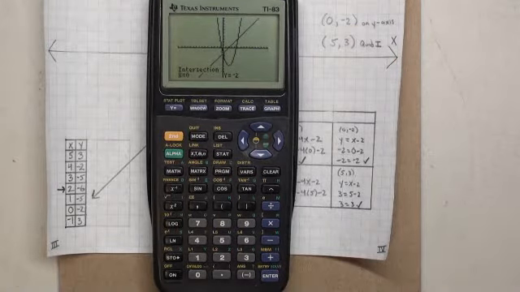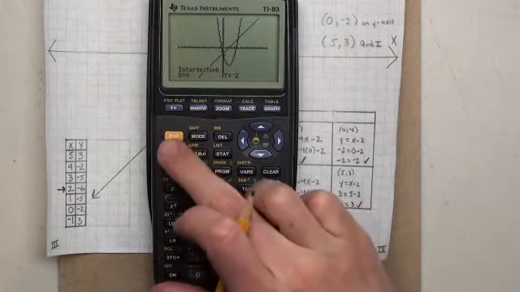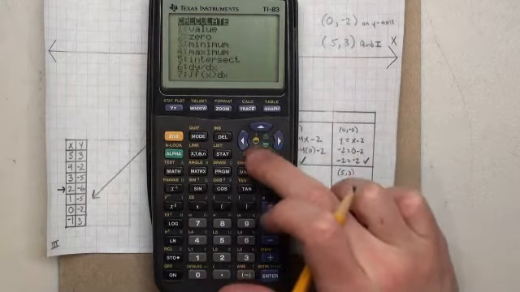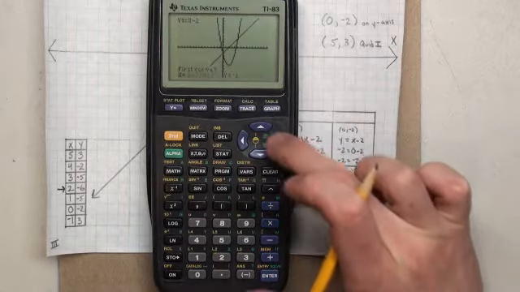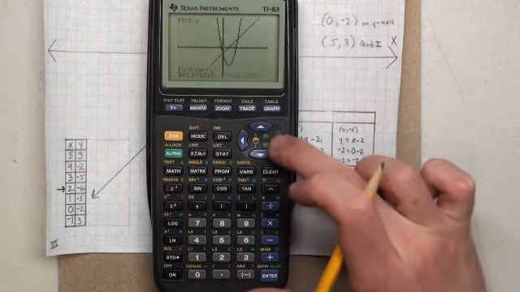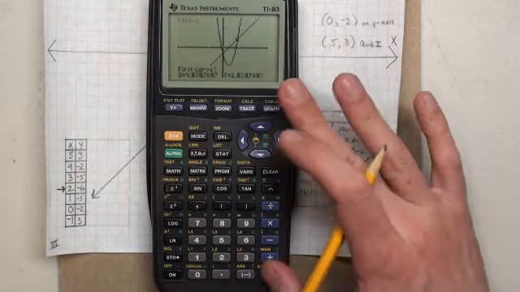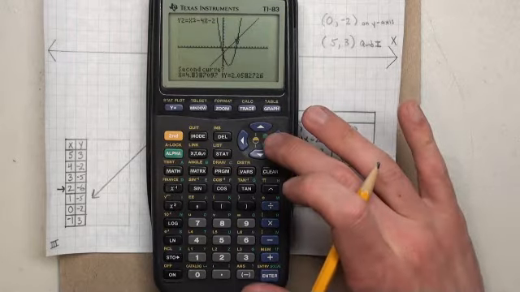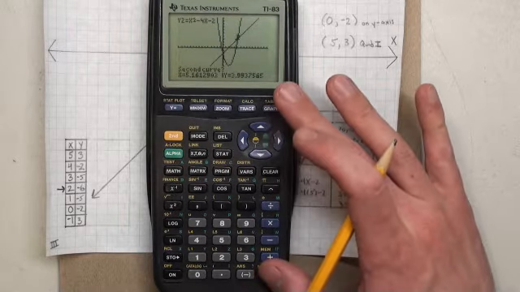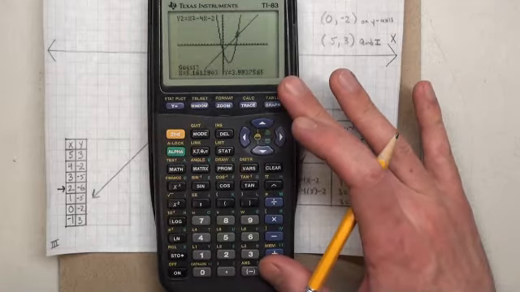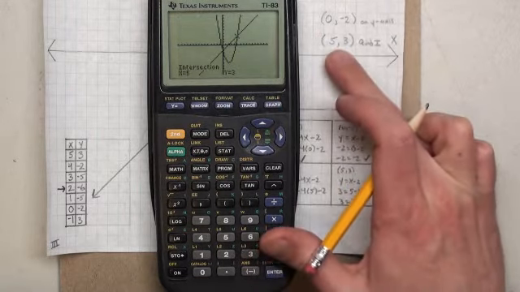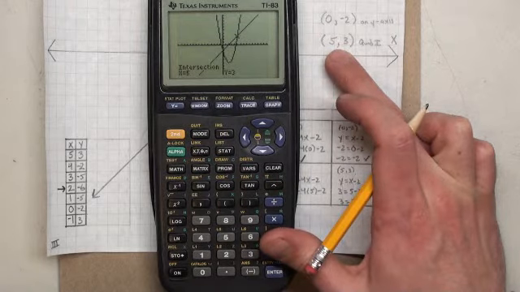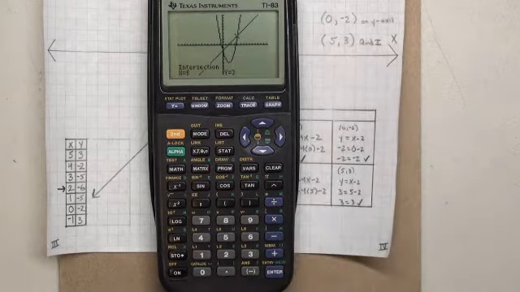Now we have to check the other one, right? So second, calculate, go down to intersect, hit enter. Now put the cursor near the other point of intersection and hit enter. And do the same thing and hit enter again, and then let it guess again. 5, 3, and look what we got, 5, 3. Okay, so that is how you solve the problem using the graphing calculator.